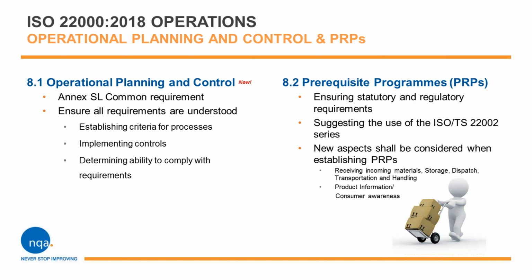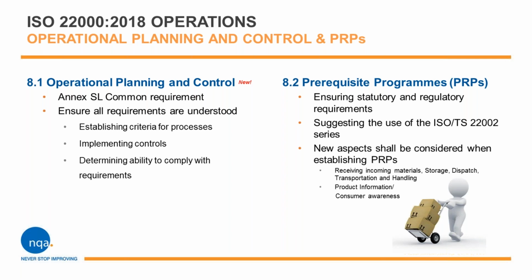8.2 talks about prerequisite programs. What is new here? The standard tells us to ensure that statutory and regulatory requirements are now considered when selecting and establishing the prerequisite programs. Also, the standard mentioned the technical specifications, the 22002 series, before, but now version 2018 suggests the use of this series for establishing the prerequisite programs within your business.